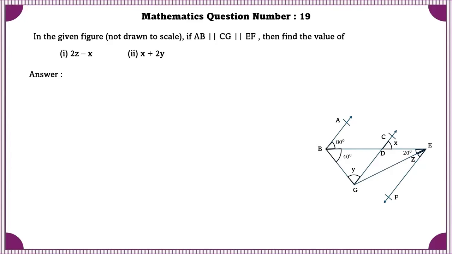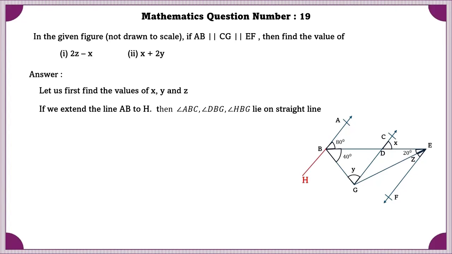Mathematics question number 19. In the given figure, not drawn to scale, if AB is parallel to CG, which is parallel to EF, then find the value of first one, 2z minus x, second one, x plus 2y. In order to find the values of these two expressions, we need to know the values of x, y and z. So let us find the values of x, y and z. If we extend the line AB to H, then angle ABC, angle DBG, angle HBG lie on a straight line, which means they have a sum of 180 degrees. Since we know the other two angles, we can find the value of angle HBG.